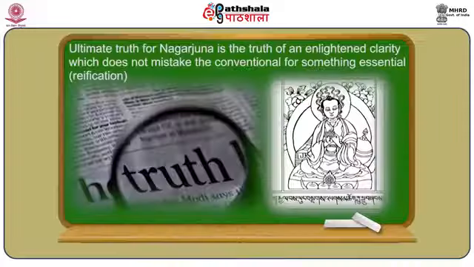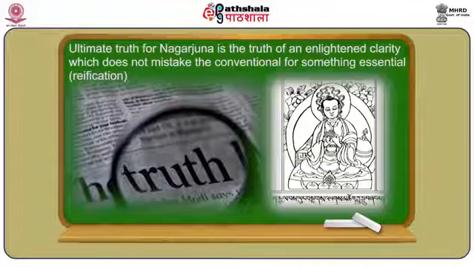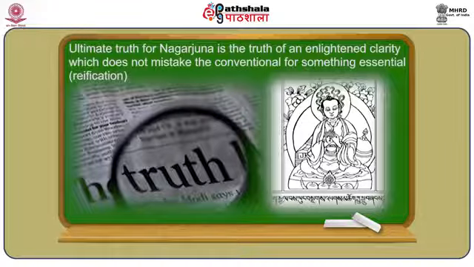Now when we talk about the ultimate truth, we see that for Nagarjuna, ultimate truth is the truth of enlightened clarity, which does not mistake the conventional for something essential. This is where emptiness comes in, as Nagarjuna teaches that all things are empty, and the understanding of this emptiness leads to a greater truth of the way things really are. Of course, fundamentally, there is no real difference between the two realities, as this truth of the highest meaning possesses that individual existence cannot be grounded outside the context of everyday experience, thereby linking the two realities into one. In other words, a higher truth is based on conventional reality, not on metaphysics.